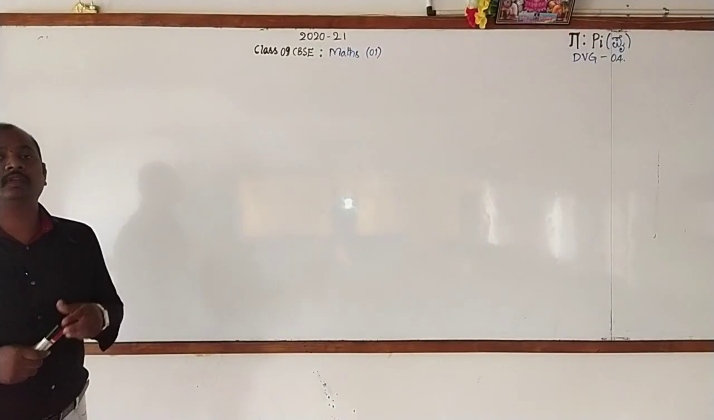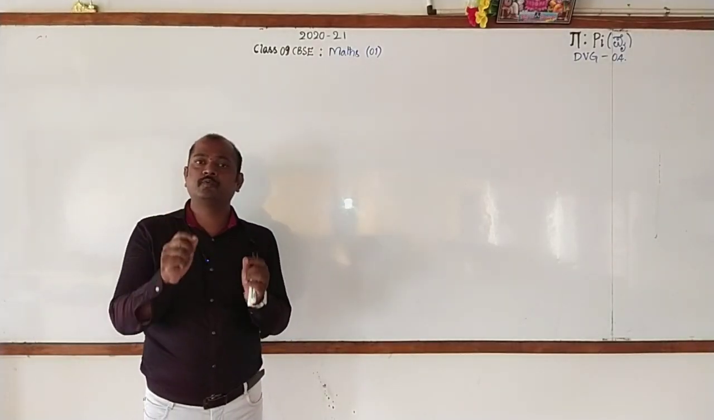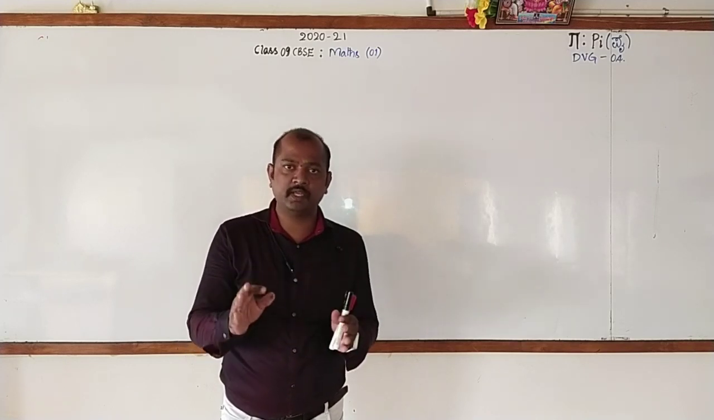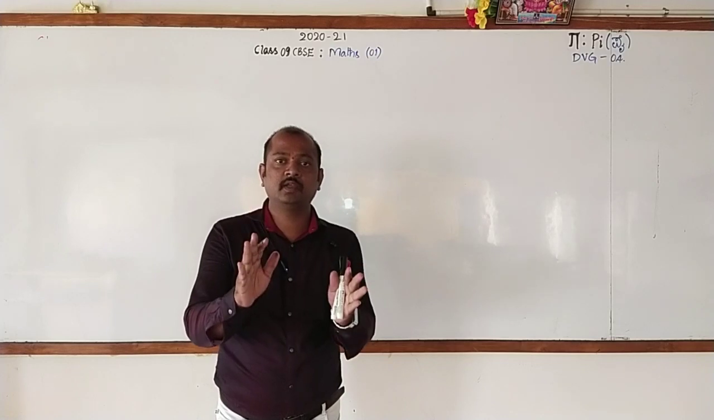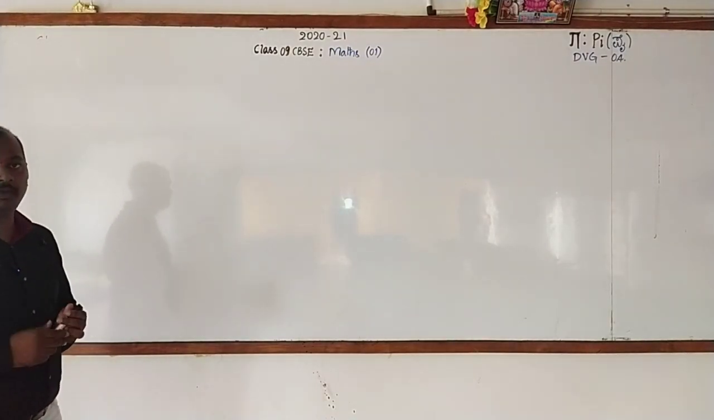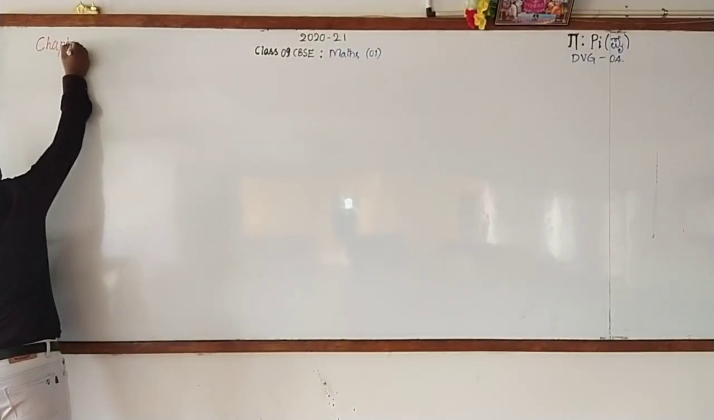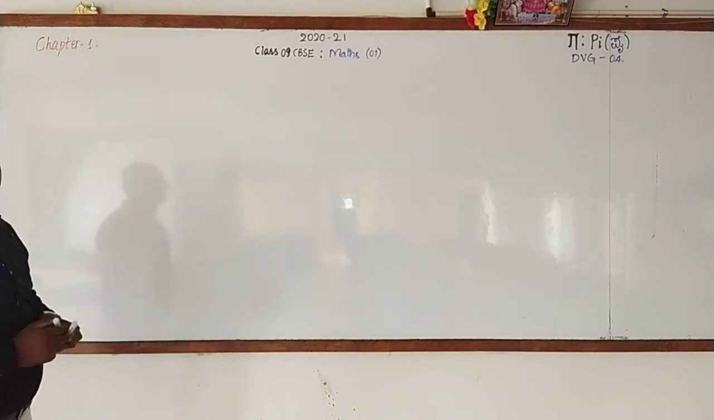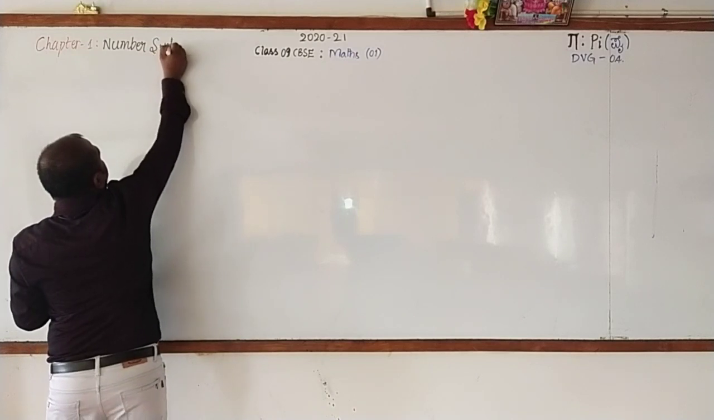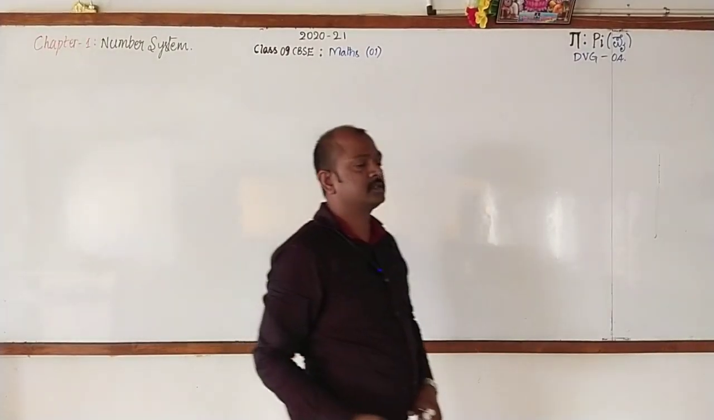Let me write the name of the chapter, and before that let me tell you one thing. Please remember, whenever I ask you to copy, please write. And the second important thing is, whenever I start explaining any concept, you should stop writing and your complete focus should be on my explanation. Okay, take a notebook and a pen and write the name of the chapter. First, write chapter number 1. Also write the name of the chapter. It is number system. Written? Okay, listen to me.